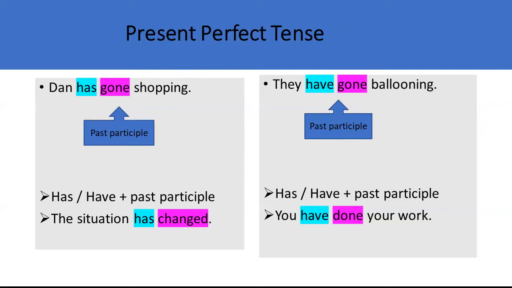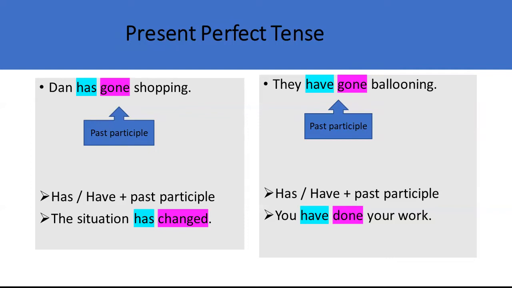The sentence Dan has gone shopping shows a completed action. Another example is the situation has changed. This is also a completed action. Okay, now another example. They have gone ballooning. Here we have another auxiliary, have, and also the same third form of verb, past participle, gone.